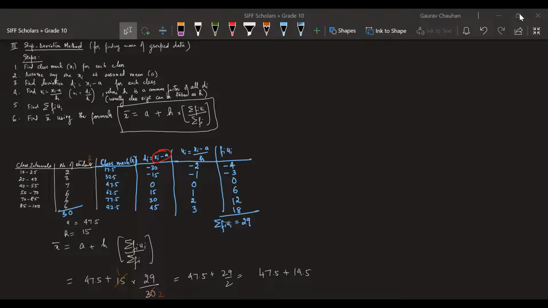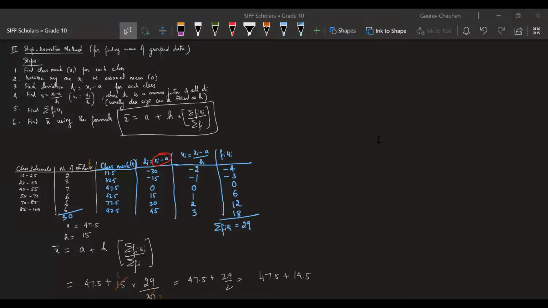G, you're raising your hand. Sir, I didn't understand what H is. H, very good question. See, H can be any value, but for simplicity, you can think that H is the class size. Does that make sense? Yes, sir. Right now, if you just think H is class size, it will work.